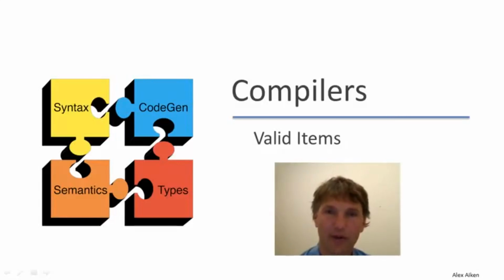In this video, we're going to use our example automaton for recognizing viable prefixes to introduce one more idea, the idea of a valid item.